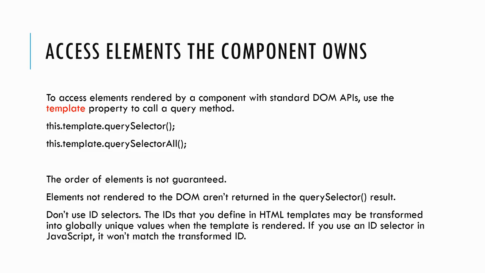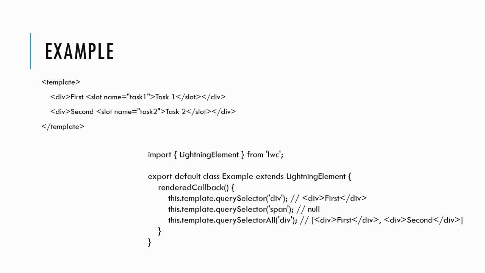So what will happen if you use IDs in the parameters for querySelector and querySelectorAll? It will not be able to find that ID, because that ID will be transformed to a unique value, and then you might encounter issues or errors that the component is not being fetched or you cannot access it and do the needed operation. So it is always said that we should never use IDs in the parameter for querySelector and querySelectorAll. Now here we have an example.